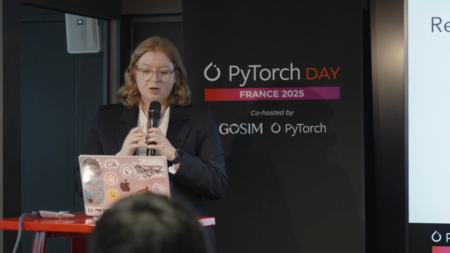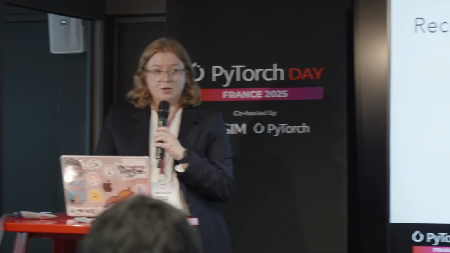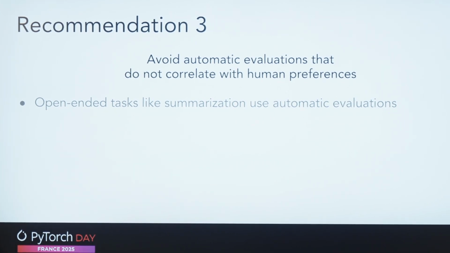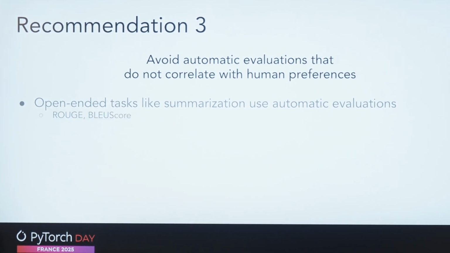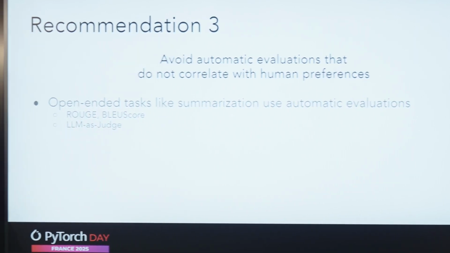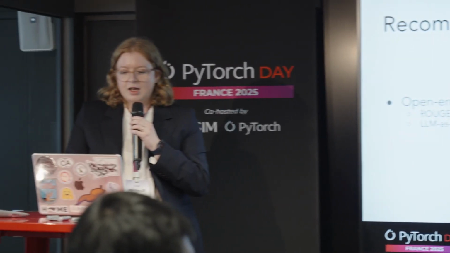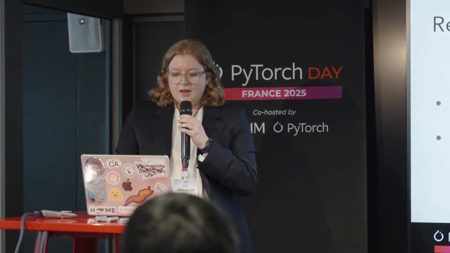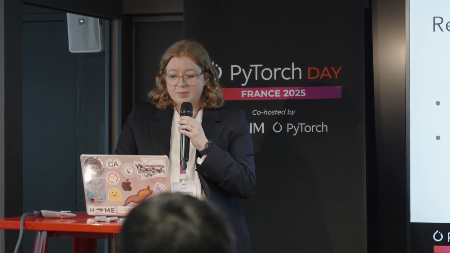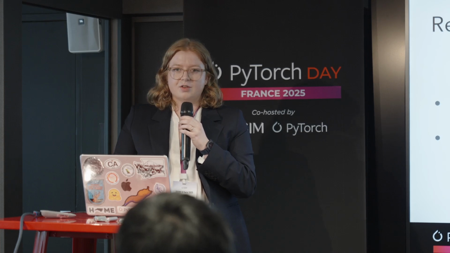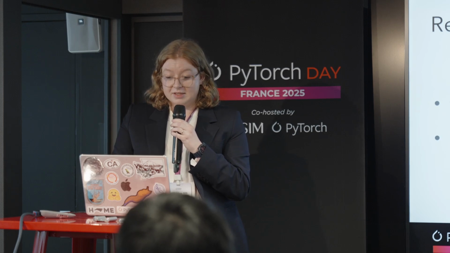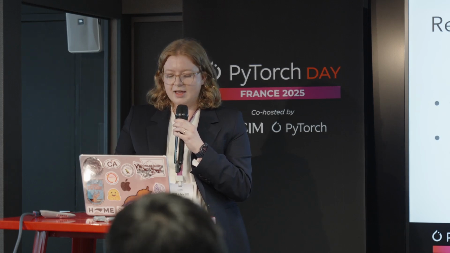Next is avoiding automatic evaluations that don't correlate with human preferences. So thinking about tasks like summarization, which have open-ended generations, it's pretty common to use things like Rouge or Bleu score. It's increasingly common to use LLM as judge to evaluate summaries. But these automatic metrics and LLM judges need to be extensively evaluated and aligned for each language. So it might be quite difficult to expand this to different languages, so people don't always do that.